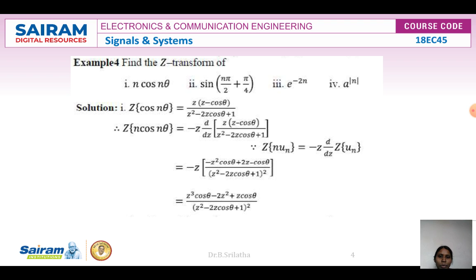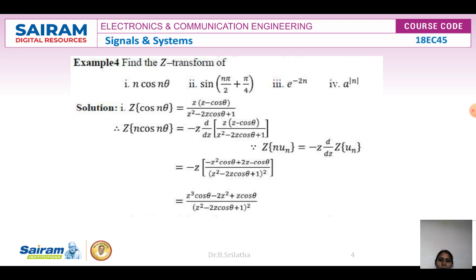So I substituted here: minus z into d by dz of z into (z minus cos theta) divided by z square minus 2z cos theta plus 1. This is using the n into u of n formula. Now minus z, d by dz of this one, we can use the u by v formula, because we are differentiating with respect to z, and we'll get this one.